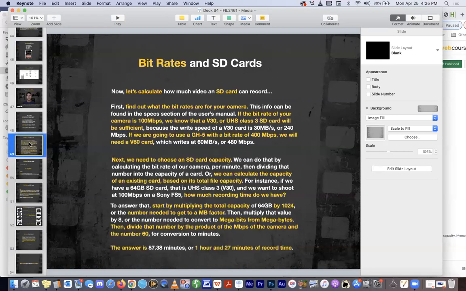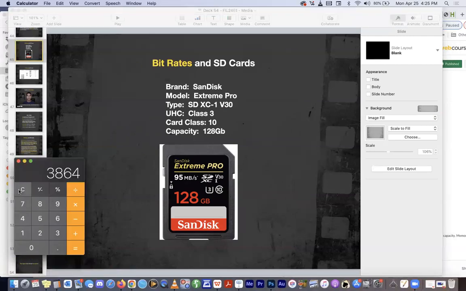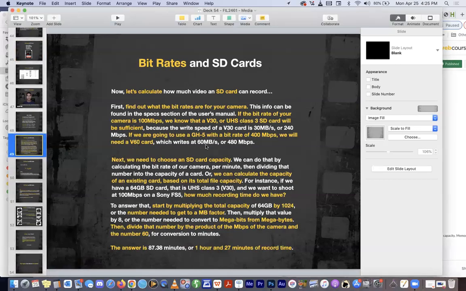Okay, so in this example, I say we're going to use a GH5 with a bit rate of 400 megabits per second. We're going to need a V60 card. How do I know a V60? This is a V30. 30 times 8 is 240 megabits per second. A V60 card then would be 60 times 8, which would be 480 megabits per second. Okay, so if I'm going to use a Panasonic GH5 that records 4K at 400 megabits per second, I need a V60 SD card in order to accommodate 4K resolution at 60p.